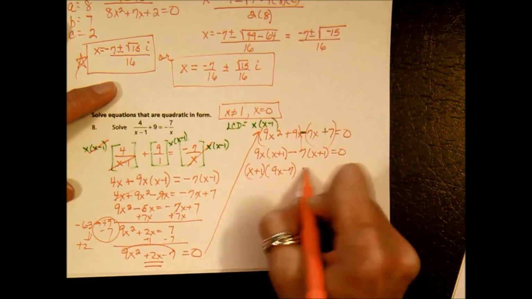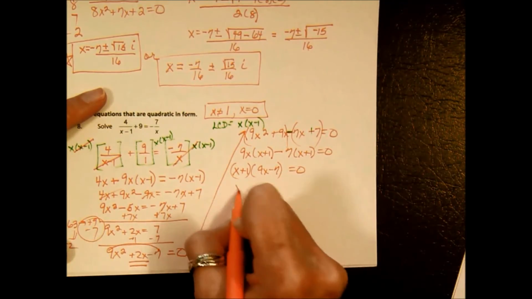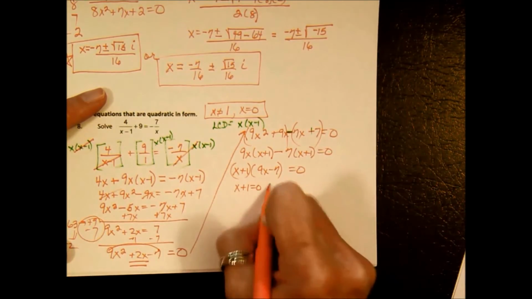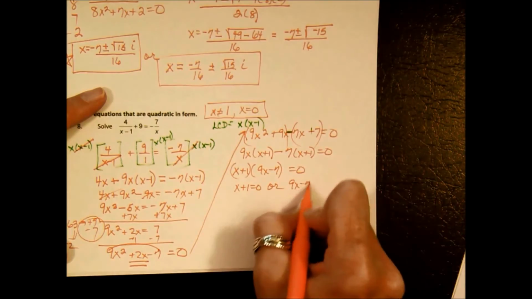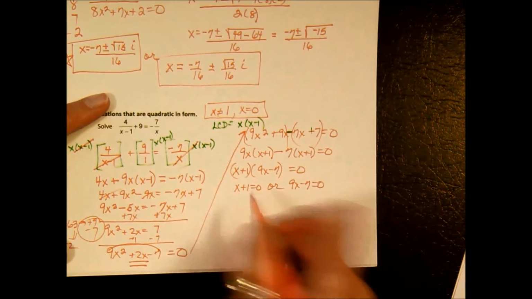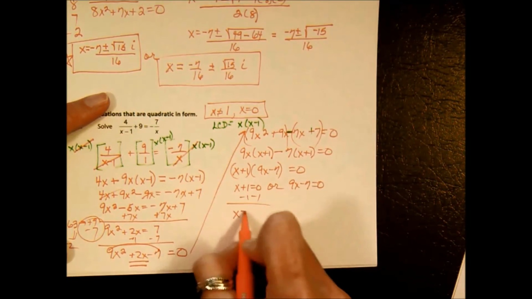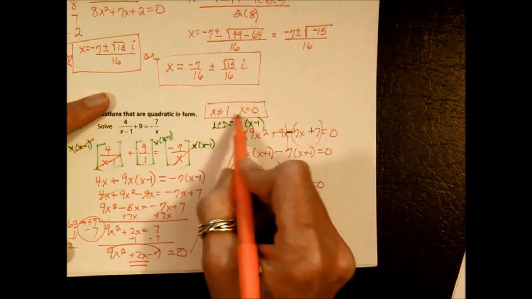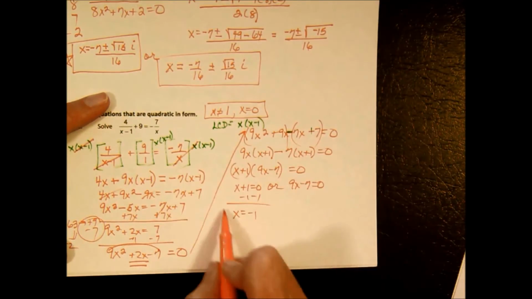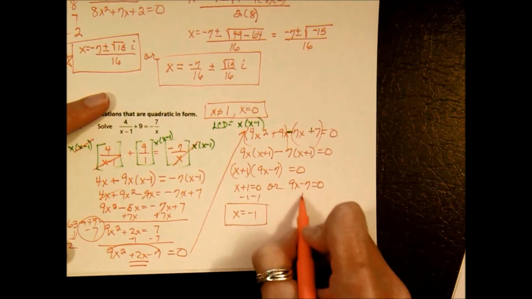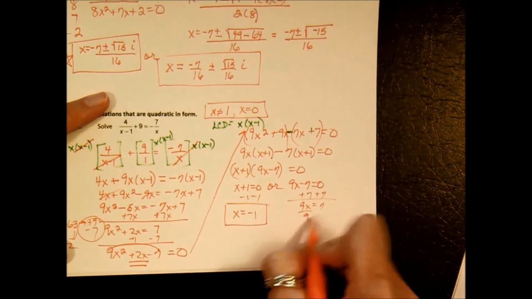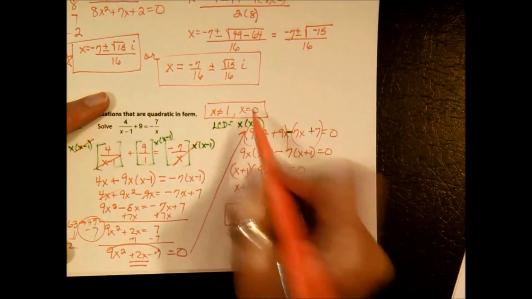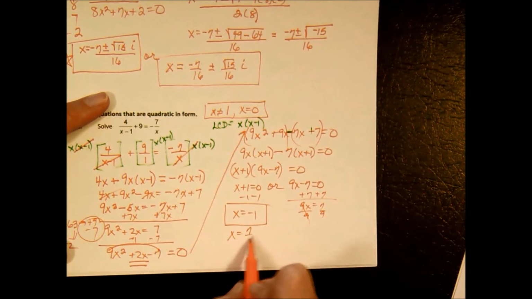And now we set each of those factors equal to 0. So x plus 1 equals 0, or 9x minus 7 equals 0. Subtract a 1 here. Check it against your domain restriction. Yep, negative 1 is okay, so there's one answer. Add a 7 and divide by 9. That's okay, so x equals 7/9. And I have my two solutions.